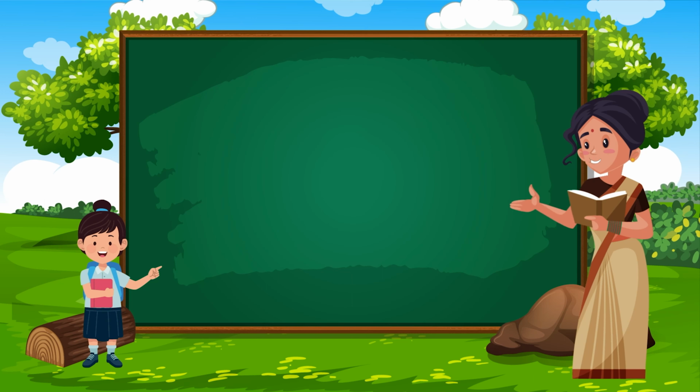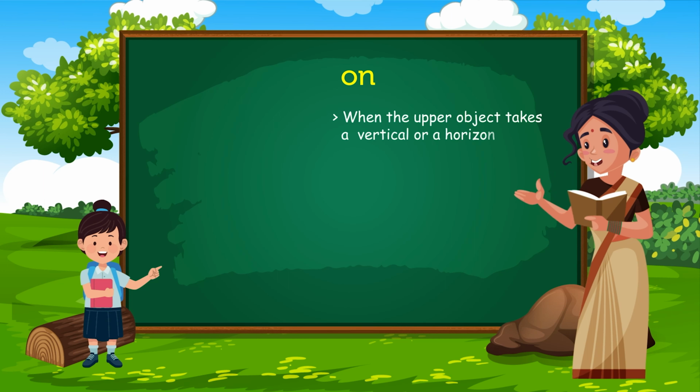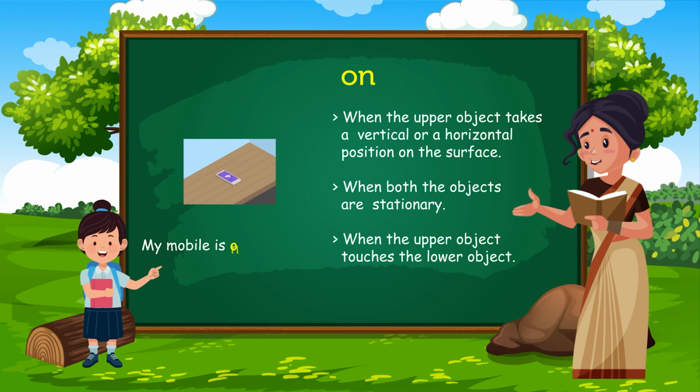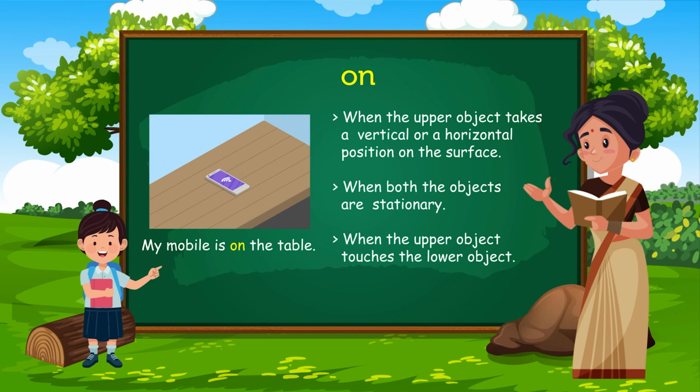We'll start with the preposition on. When the upper object takes a vertical or a horizontal position on the surface, when both the objects are stationary, when the upper object touches the lower object, we use the preposition on. For example, my mobile is on the table. Mobile is in a horizontal position. Both mobile and table are stationary. The upper object, that is the mobile, touches the lower object, that is the table. So, we use the preposition on.